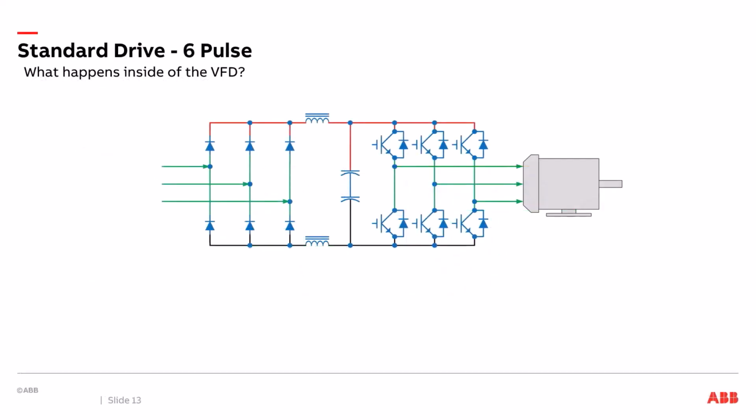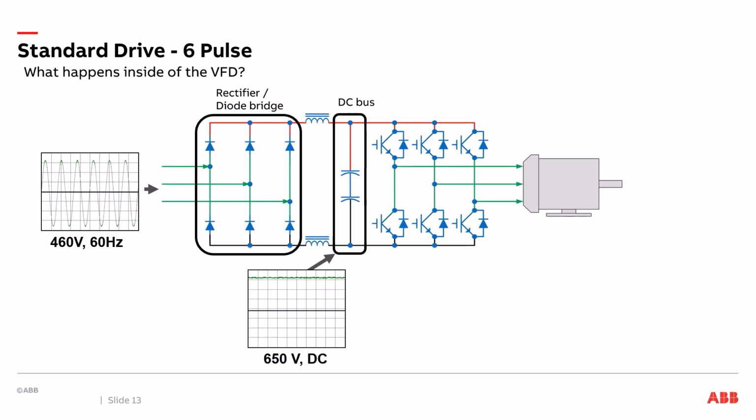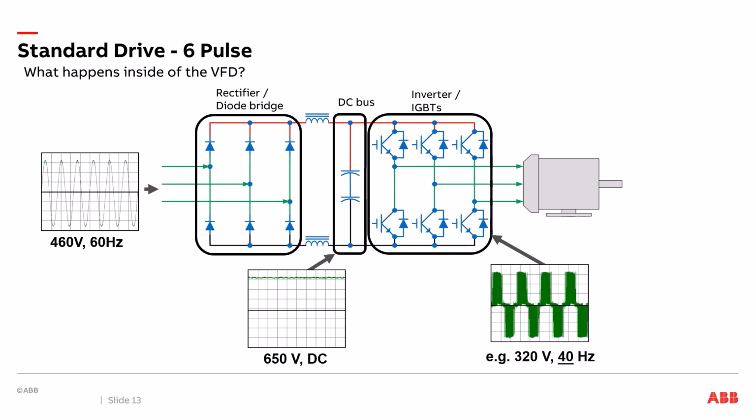Let's see what happens inside of a 6-pulse VFD. We'll apply 460 volts, 60 Hz to the front of the drive. The rectifier, which is a 6-pulse diode bridge, contains 6 diodes to rectify the 3-phase input. That 6-pulse diode bridge converts the AC input to a DC 650 volts to charge the DC bus. The inverter, which has IGBTs, creates a new output voltage and a new output frequency through the use of pulse width modulation. By creating a new voltage and a new frequency, we can control the speed of a motor and the torque on the motor.